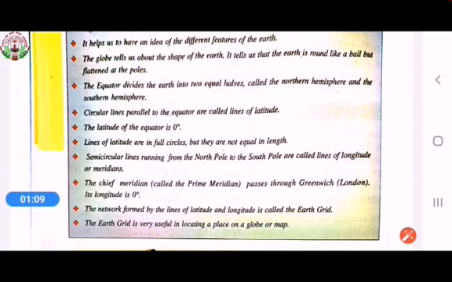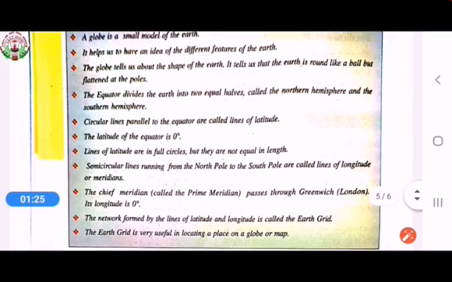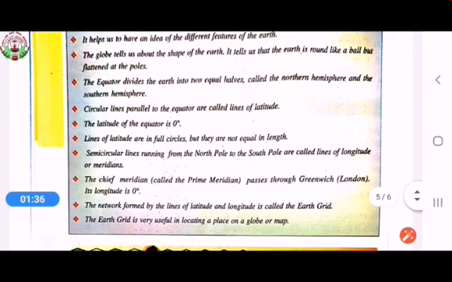Semicircular lines running from the north pole to the south pole are called the longitudes or meridians. The chief meridian called the prime meridian passes through Greenwich, London. Its longitude is 0 degree. Lastly, we have seen what is earth grid or global grid and how to locate a place on it. The network formed by the lines of latitude and longitude is called the earth grid. The earth grid is very useful in locating a place on a globe or map.